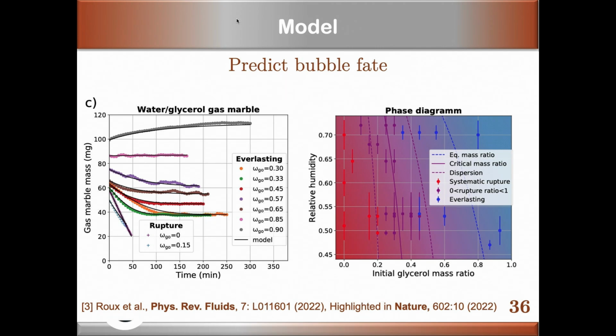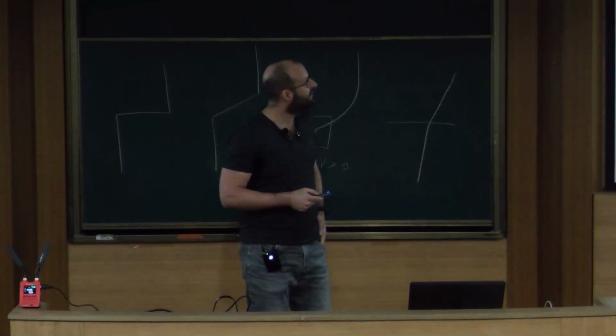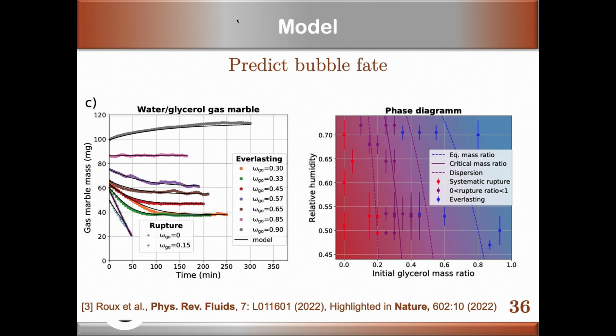But since you know how the mass evolves, if you say that the bubble will die when the mass of liquid goes under a threshold, you can predict if your bubble will survive or not, depending on the initial glycerol mass ratio and depending on the relative humidity.